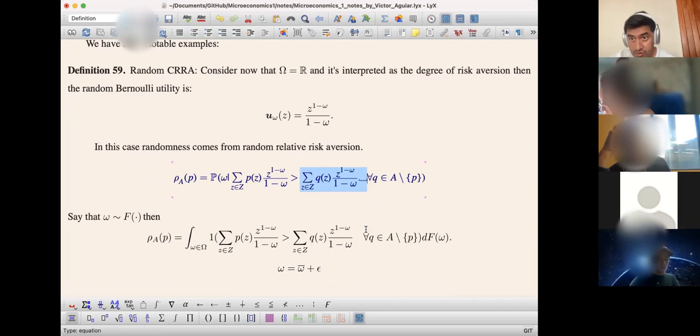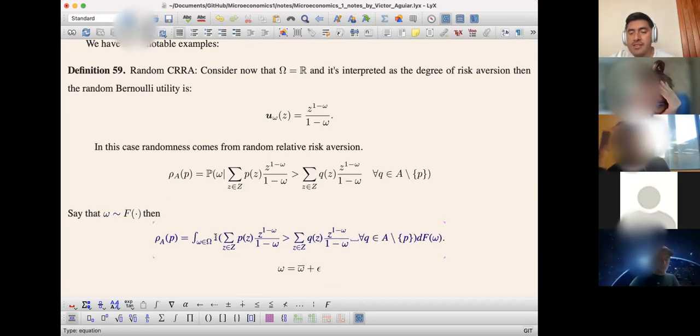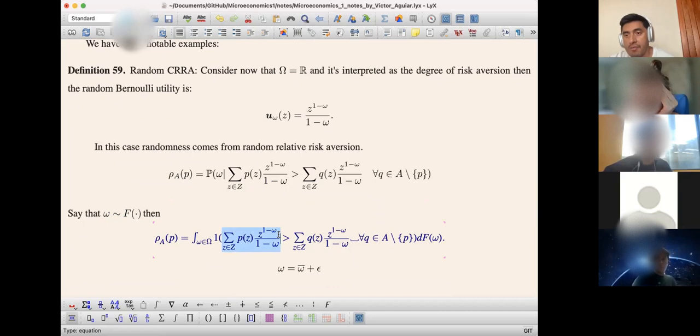For instance, also to simplify things, imagine now omega follows some CDF. So I can take the integral of this event, hence an indicator function that is either 1 or 0, where the expected utility according to the CRRA with omega parameter is strictly greater than the expected utility of Q with the omega parameter, right? And this is, of course, for all Q in the menu. And then I take the integral with respect to the CDF of the omega, which is the relative risk aversion.